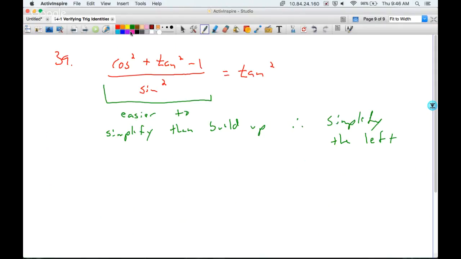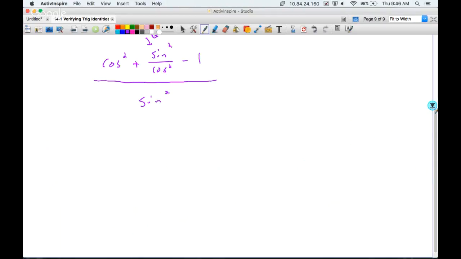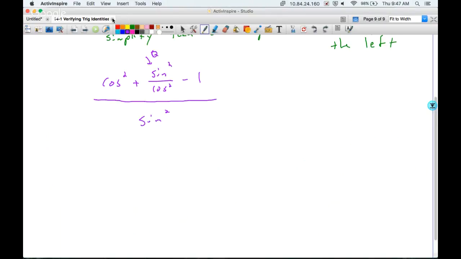Let's actually go ahead and solve this one. This will be a good one. Cosine squared plus, I'm going to use a quotient identity to make this, sine squared over cosine squared minus 1 all over sine squared. That was a quotient identity there. Now I got to get them to have a common denominator on the top.